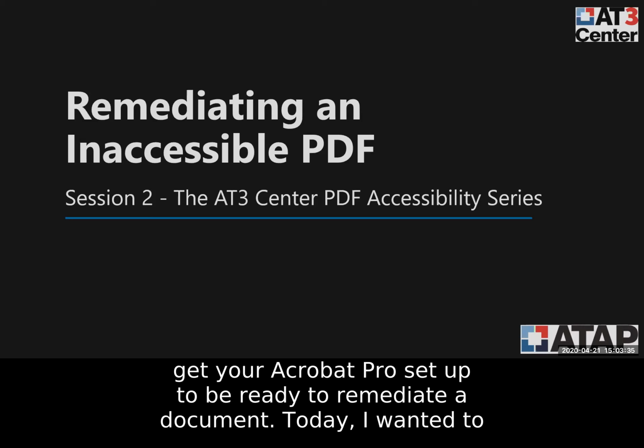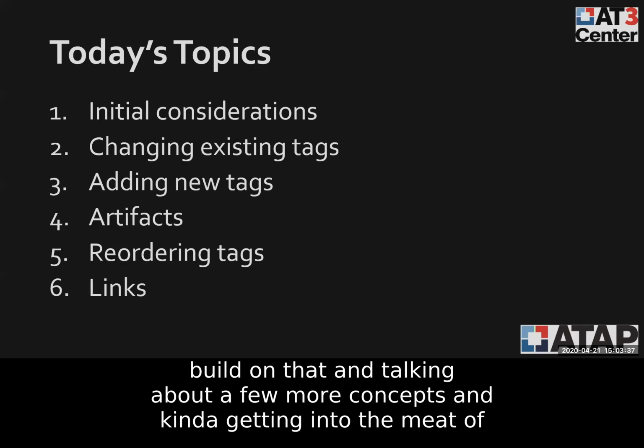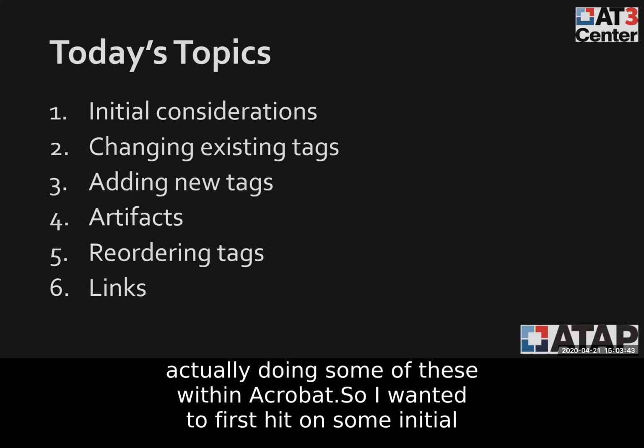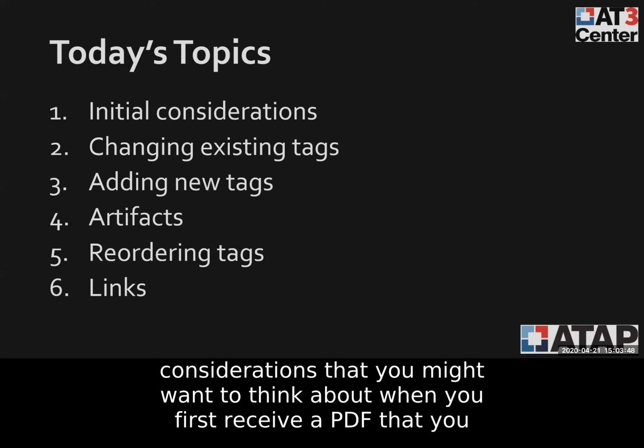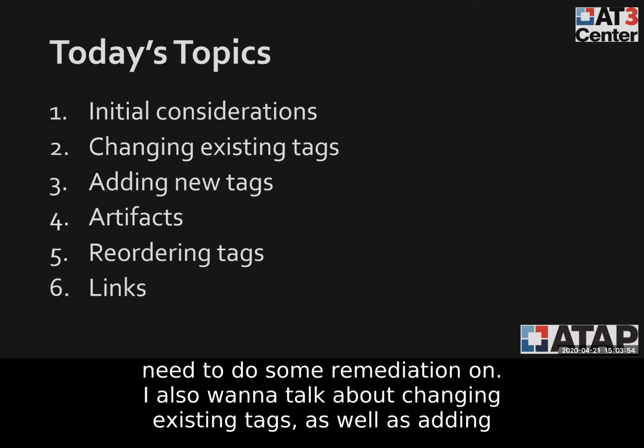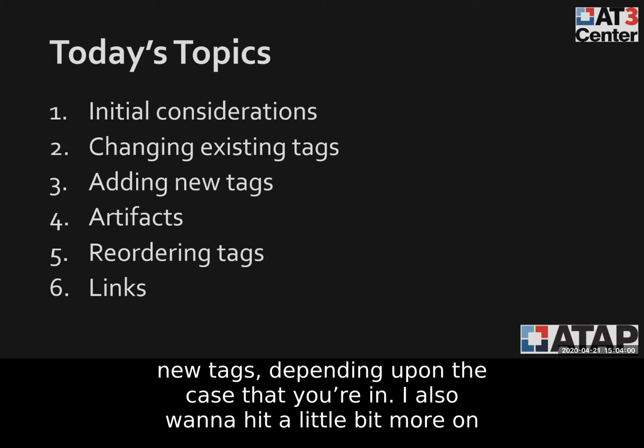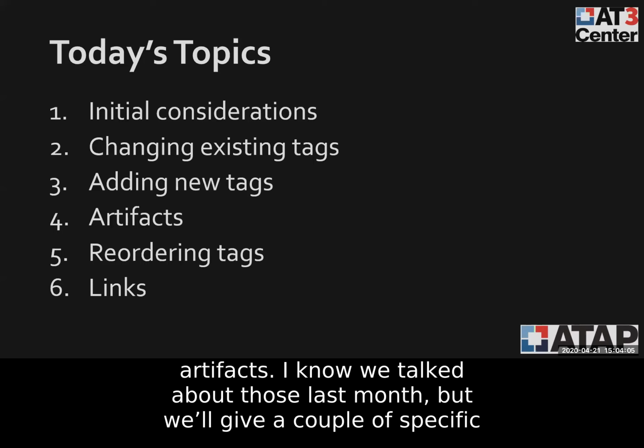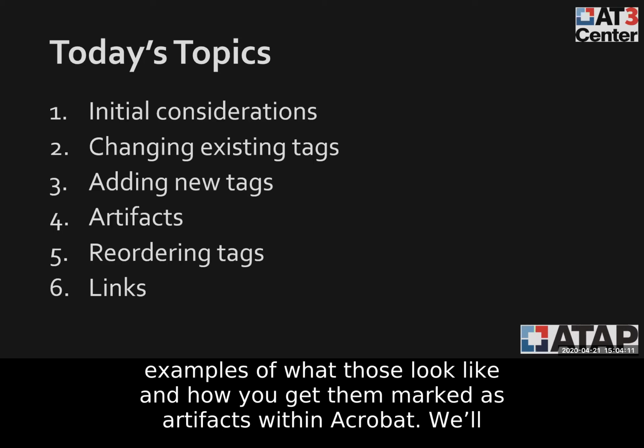Today, I wanted to build on that and talk about a few more concepts, getting into the meat of actually doing some of these within Acrobat. First, I want to hit on some initial considerations when you first receive a PDF that you need to remediate. I also want to talk about changing existing tags as well as adding new tags, depending upon the case you're in. I also want to hit a little more on artifacts. I know we talked about those last month, but we'll give a couple of specific examples of what those look like and how you get them marked as artifact within Acrobat.